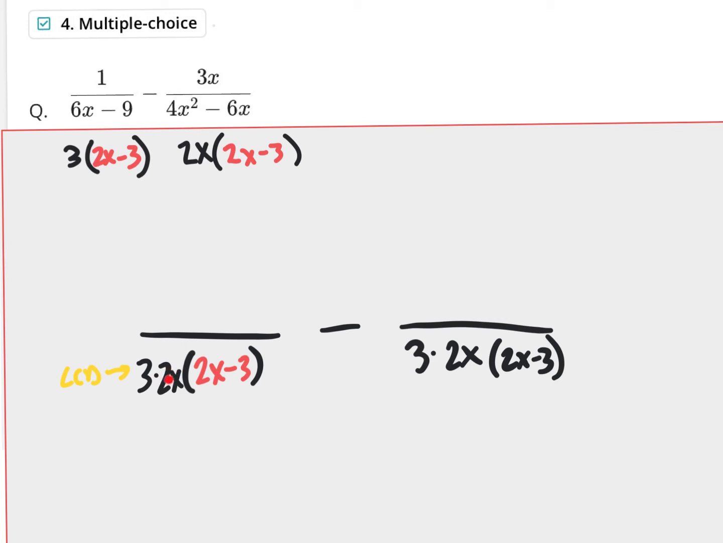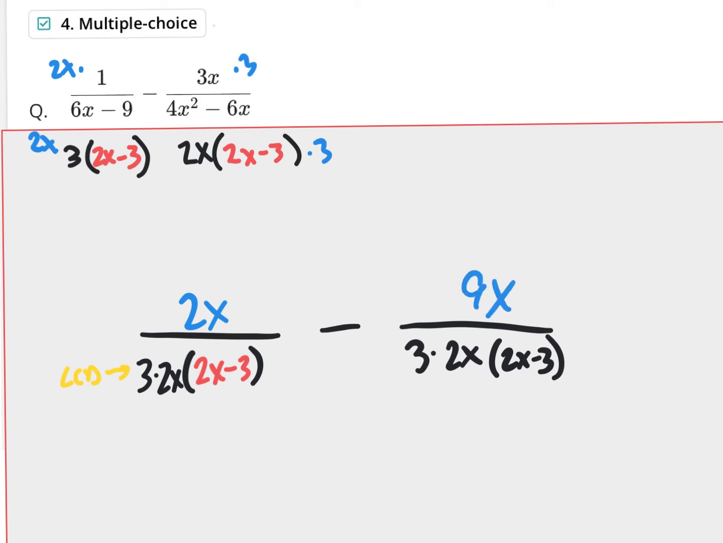The 2x is missing, right? The 3 is right there, the 2x minus 3 right there, but the 2x is missing. So I need to multiply both top and bottom by that missing 2x. So I'm going to multiply by 2x, multiply by 2x, and that'll give us a 2x up on top. Now on the other fraction, what's missing? We have this, but we need this. We're missing a 3, so multiply both top and bottom by 3, times 3, times 3. That'll give us a 9x, okay?